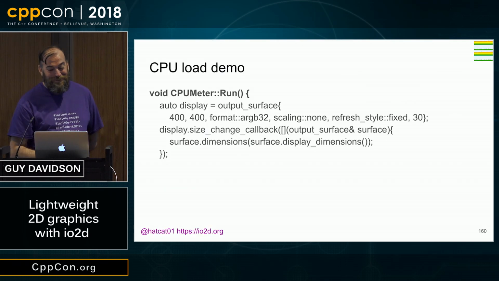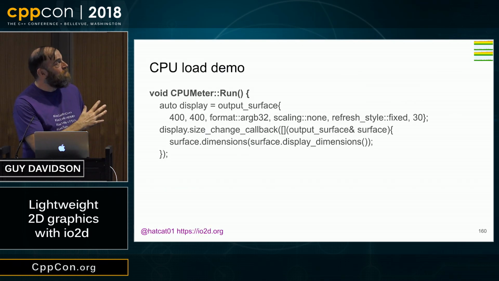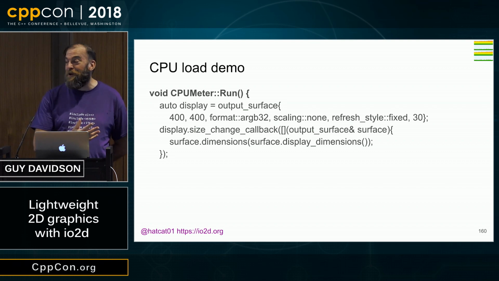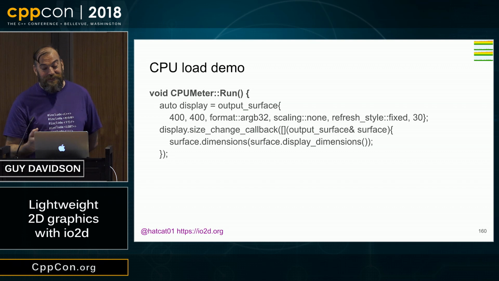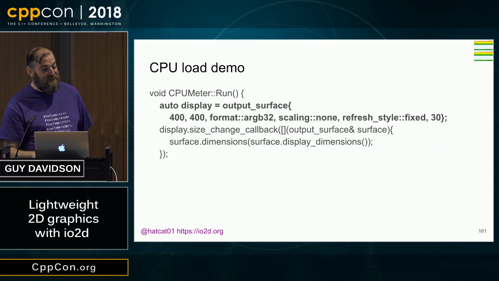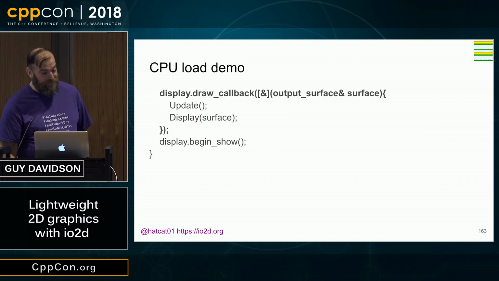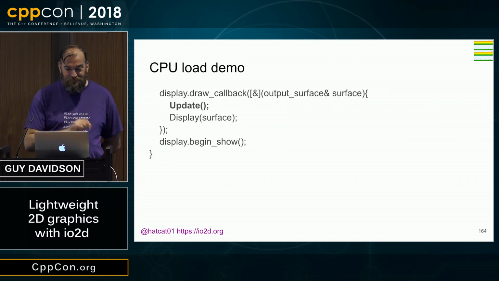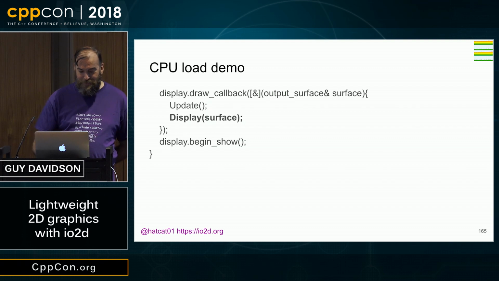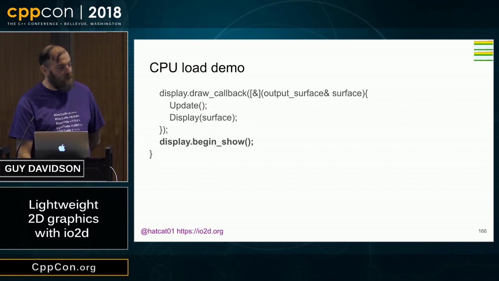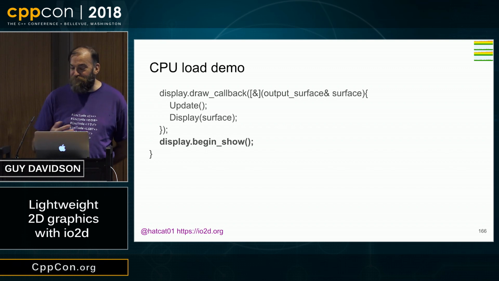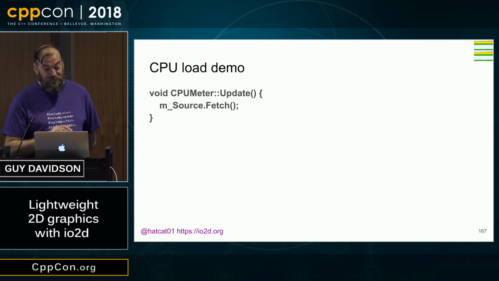So let's take a look at the code. The author here, and by the way, most of these samples were written by people who are interested in the library and have decided to have a go. I've added them in. This author's taken a slightly different route, but the order of things is very similar. The run function creates an output surface object, attaches a size change callback function, and a draw callback function, which calls update and display, and then calls begin show. The draw callback is on a fixed rate of 30 Hertz, so we update and draw alternately.